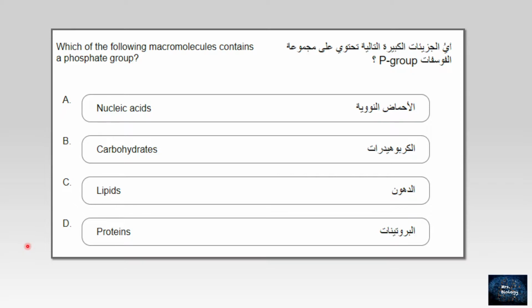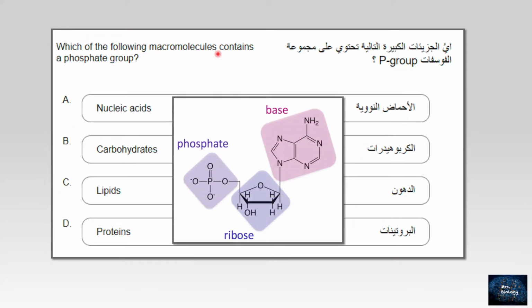Let's start with the first question. Which of the following macromolecules contains phosphate group? They gave us the 4 biomolecules, starting with a nucleic acid, DNA, and RNA. Let's see the structure. It's more than clear that we have, yes, the phosphate group, PO4-, but let's remind you with the structures of the rest.